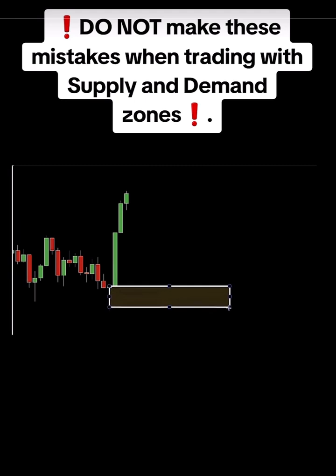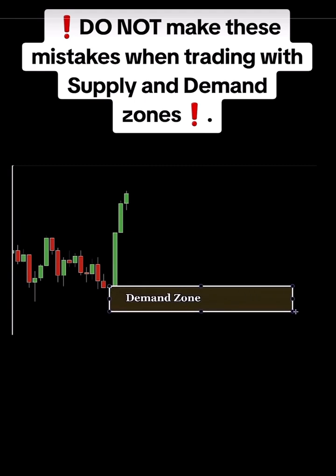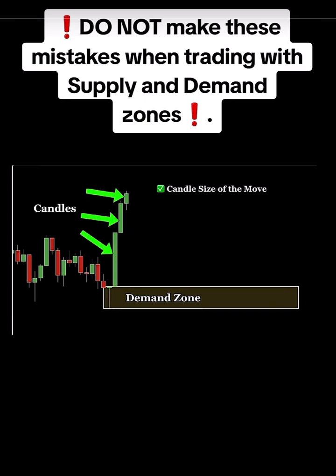As you can clearly see, we have a demand zone forming right here. Now, let's carefully break it down step by step to determine if this is a high-quality zone worth trading, or if it's one we should avoid. First, let's examine the candle size leading into this demand zone. Notice these large, bold candles pushing strongly upward, almost no wicks, consistent direction, clear institutional footprints.